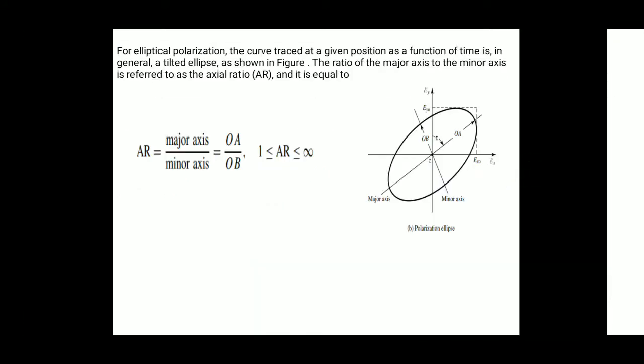Now the properties of the axial ratio. How to analyze the polarization? Basically, axial ratio is found from the polarization ellipse. In this ellipse, there are two axes, the minor axis and the major axis. OA is the major axis, OB is the minor axis of the ellipse, and tau is the tilt angle. So the definition of axial ratio is the ratio of the major axis to the minor axis.